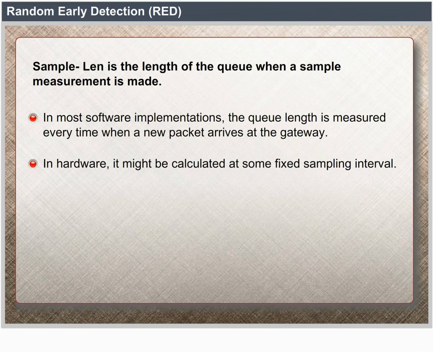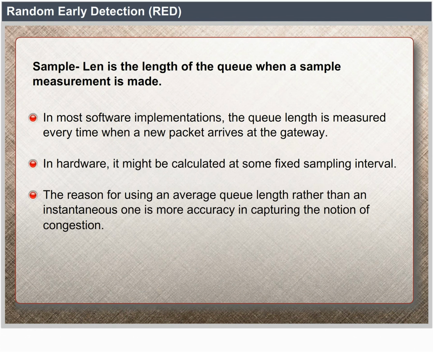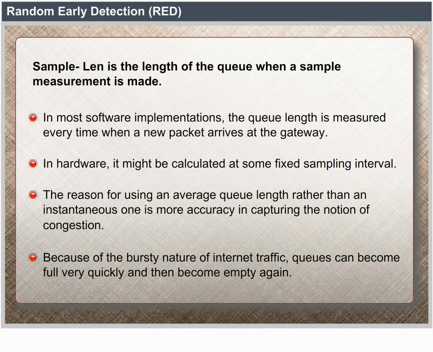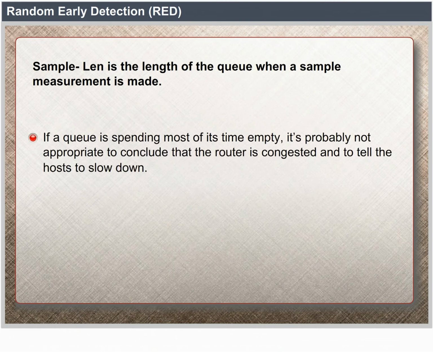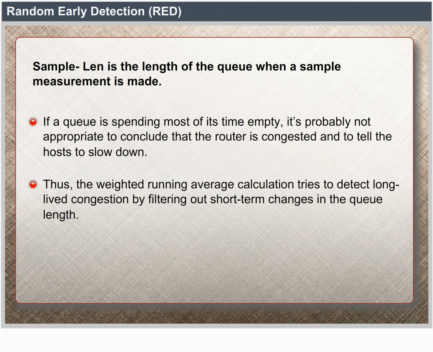The reason for using an average queue length rather than an instantaneous one is that it more accurately captures the notion of congestion. Because of the bursty nature of internet traffic, queues can become full very quickly and then become empty again. If a queue is spending most of its time empty, then it's probably not appropriate to conclude that the router is congested and to tell the host to slow down. Thus, the weighted running average calculation tries to detect long-lived congestion by filtering out short-term changes in the queue length.